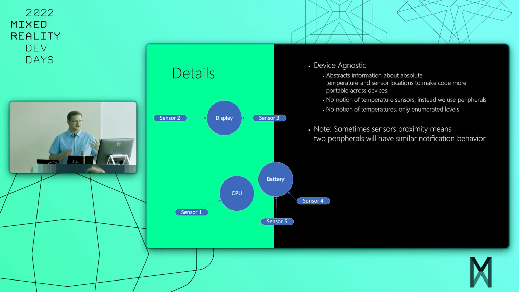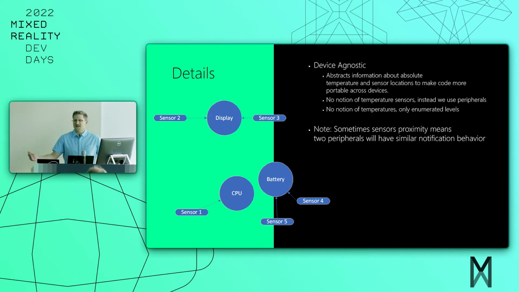So here I've shown, at a high level, what this might mean. Maybe you have two temperature sensors in proximity of the display, and we can aggregate that information, and maybe one temperature sensor for the CPU and two for the battery. You'll notice here I put the CPU and the battery closer together. Sometimes we have multiple temperature sensors in an area, but they're so close between the peripherals that the information they're providing is effectively the same. We'll talk about that later when we dive more into the details of the SDK itself.